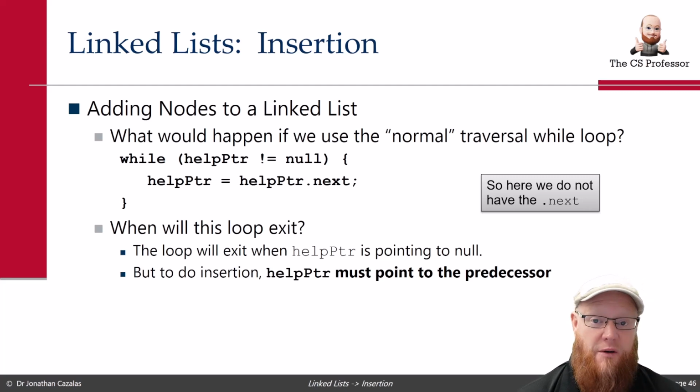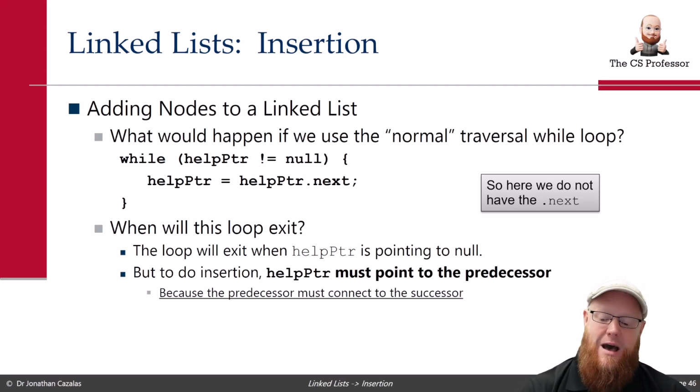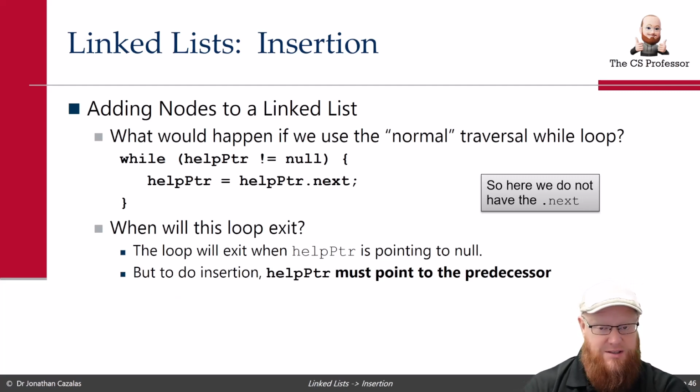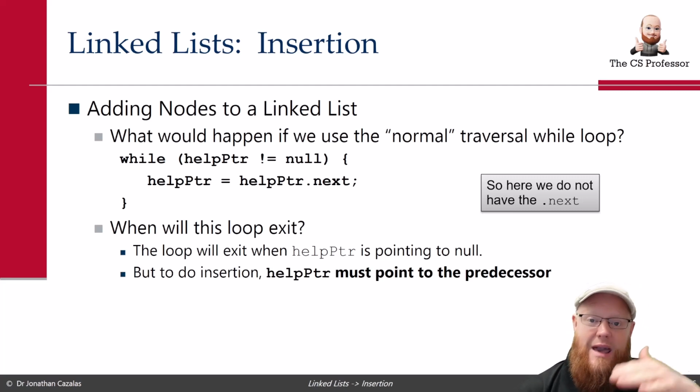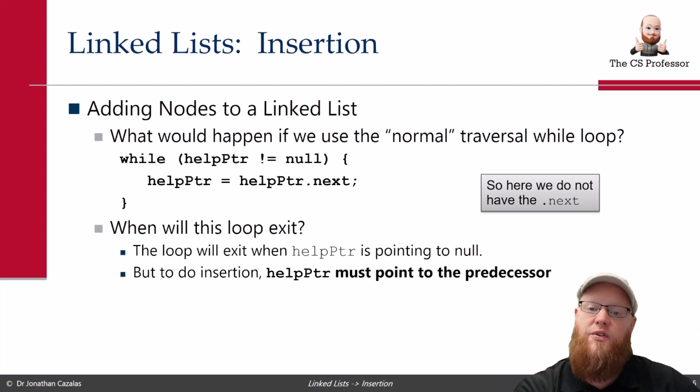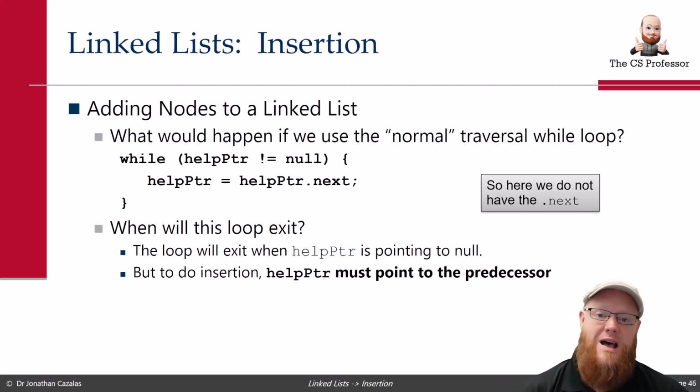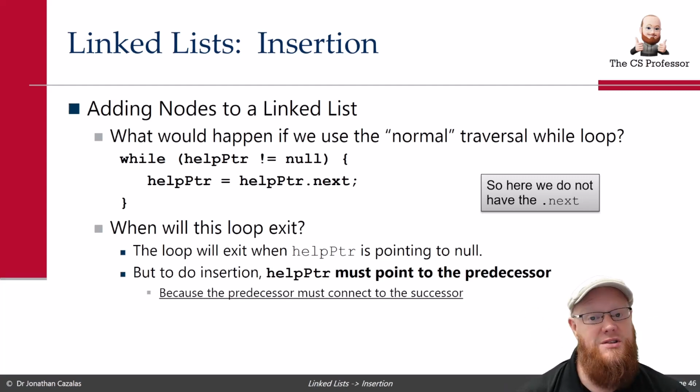It can't jump off of the list. It needs to stop at the predecessor. Now, in this example, where we're inserting at the end of the list, the predecessor is going to be that last node. So we need to stop at that last node. We can't have help pointer go off of the list. Help pointer needs to stop at that last node, which is the predecessor.